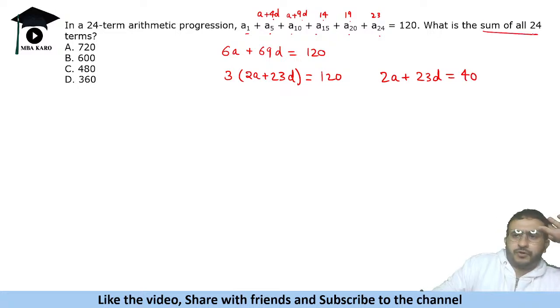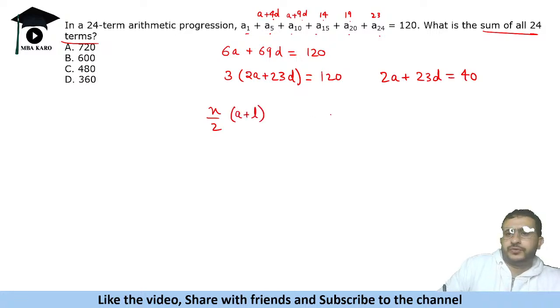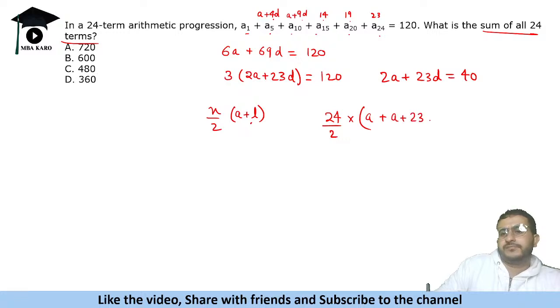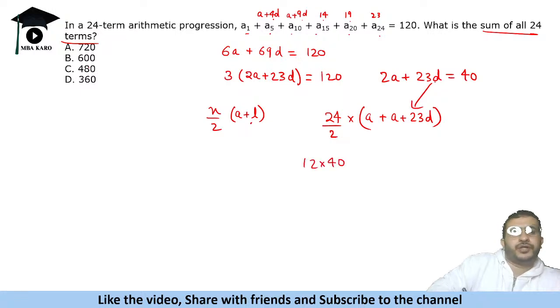What is the sum of all terms? Sum of all terms is n by 2 times first term plus last term. So n is 24 terms, 24 by 2. First term is a, last term is a plus 23d. Okay, so 2a plus 23d, which is 40. So 12 into 40, which is 480.